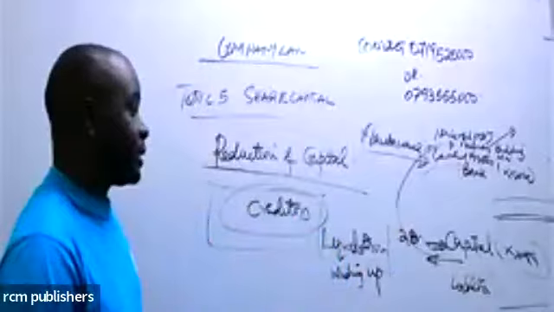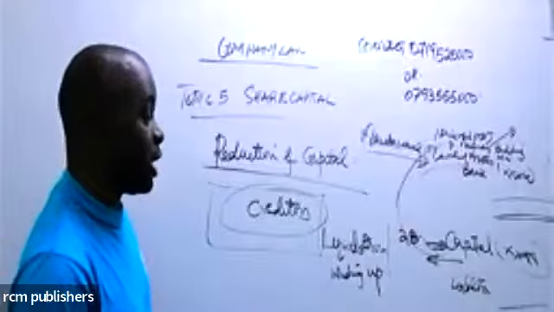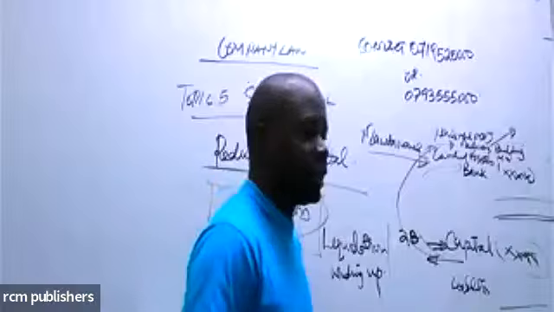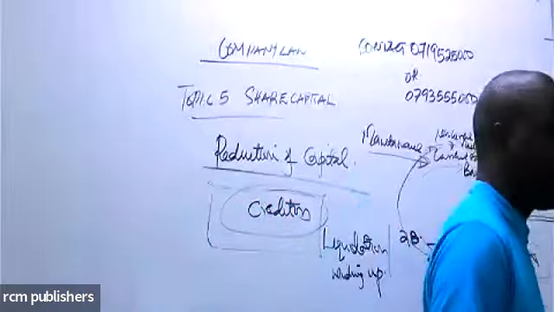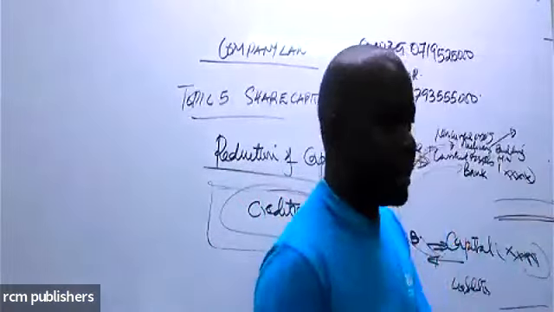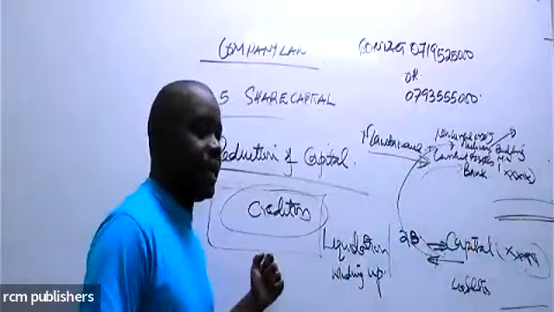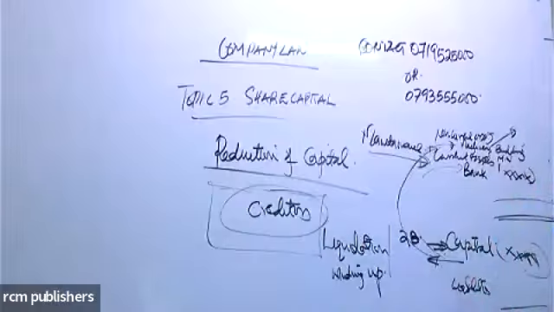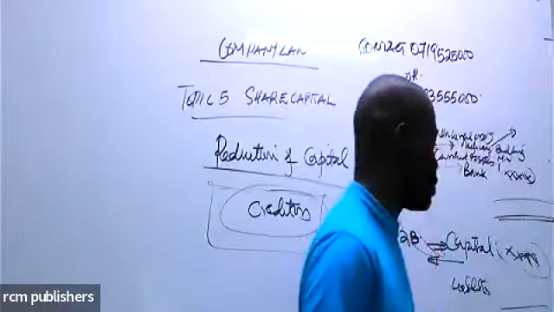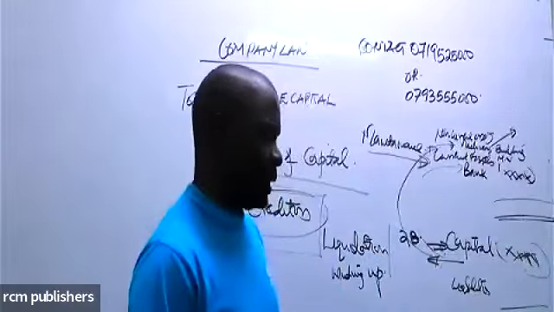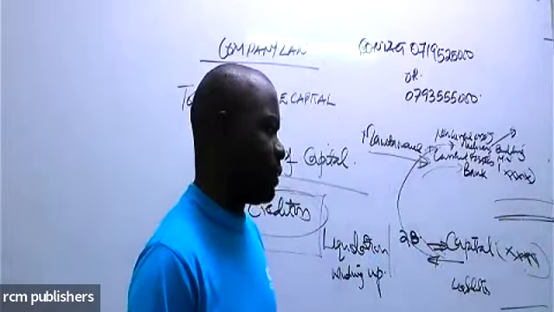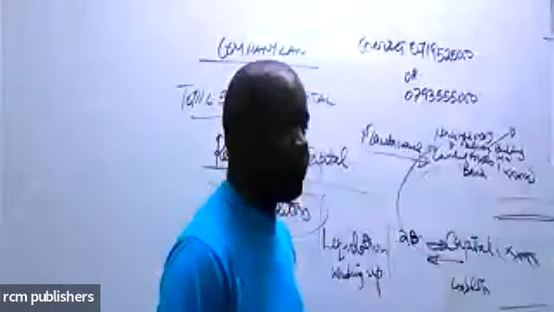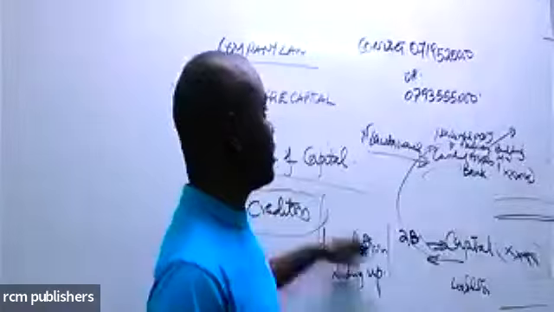Don't forget what happens during liquidation. When liquidation comes to an end, creditors are paid their dues. Ideally, this money normally comes from share capital. In what sense? Shareholders are investors in the company. They invest into the share capital of the company.